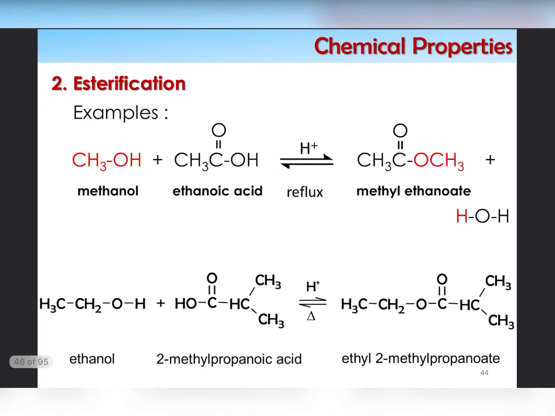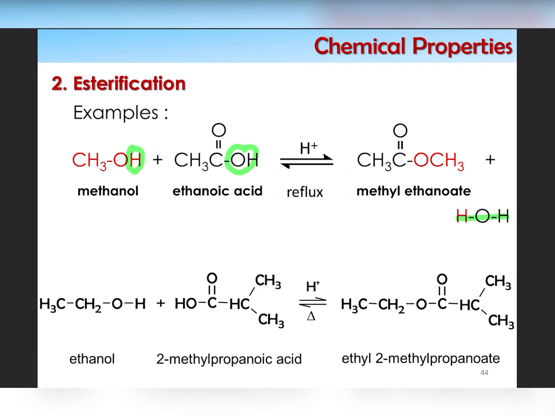Right, so the next example kita tengok ada metanol dengan ethanoic acid. So samalah, kita just remove H daripada alcohol and OH daripada ethanoic acid. So you will get methyl ethanoate as your product, and side productnya adalah water molecule.